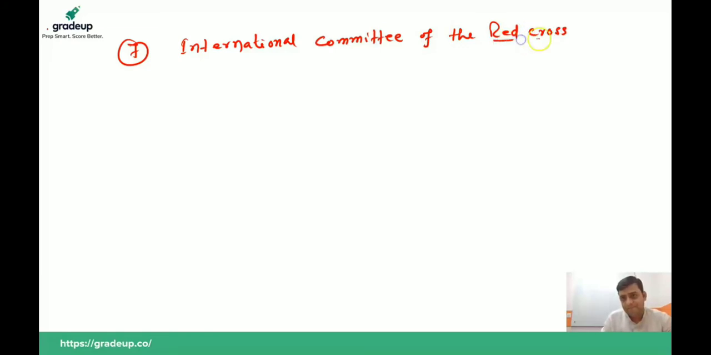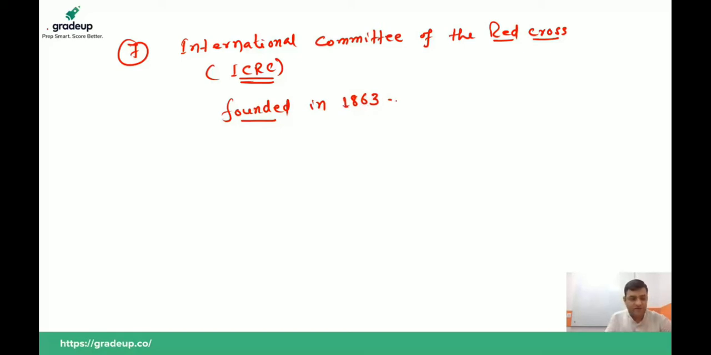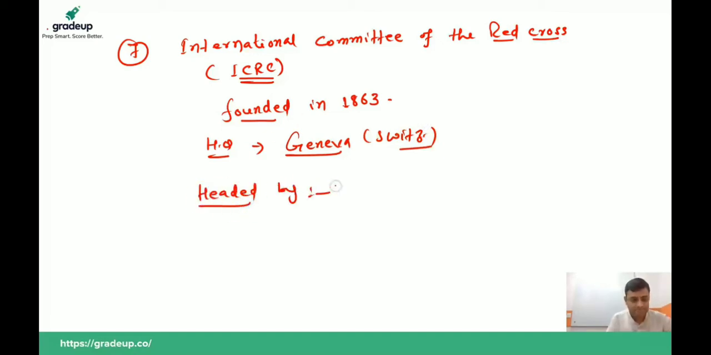Then we have the next one, the International Committee of the Red Cross. This is called ICRC, International Committee of the Red Cross. This was founded in 1863. And remember one thing, it is headquartered at Geneva, Switzerland. It is headed by, you will say, Peter Maurer.